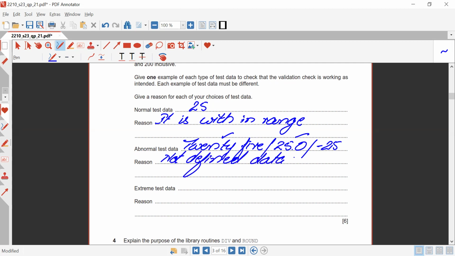And for minus 25, the reason will be negative numbers are not acceptable.